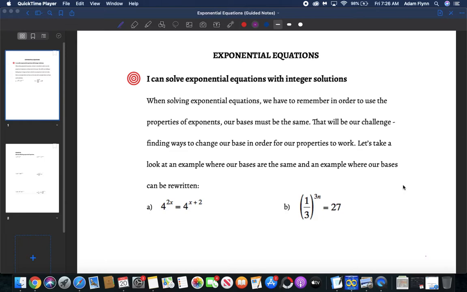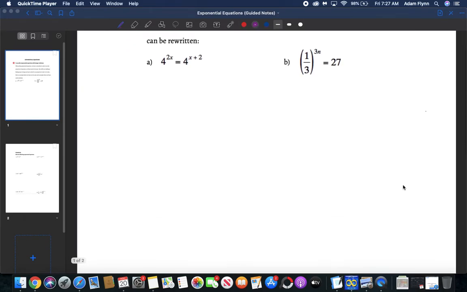When solving exponential equations, we have to remember in order to use the properties of exponents, our bases must be the same. That will be our challenge, finding ways to change our base in order for our properties to work. Let's take a look at examples where our bases are the same and an example where our bases can be rewritten.